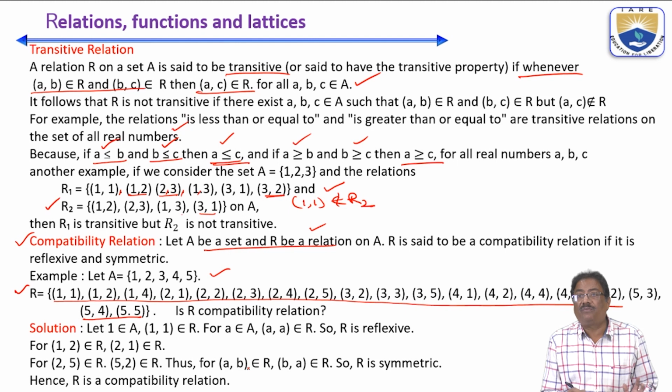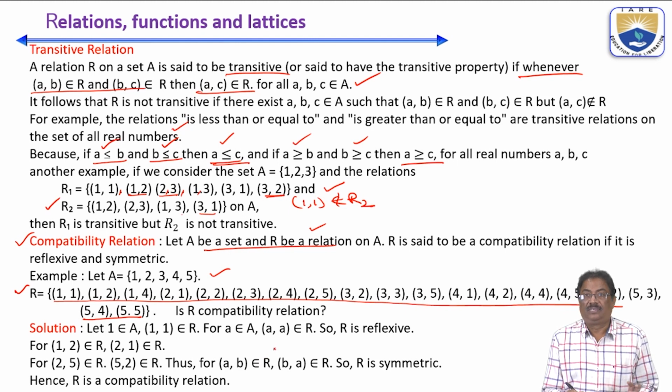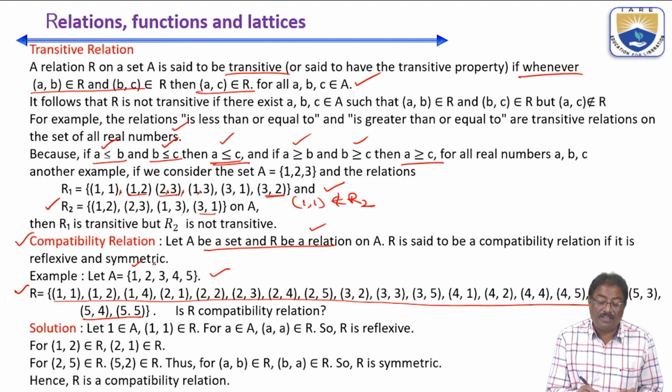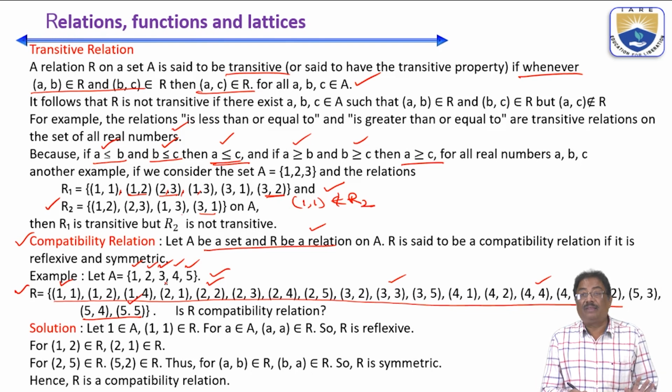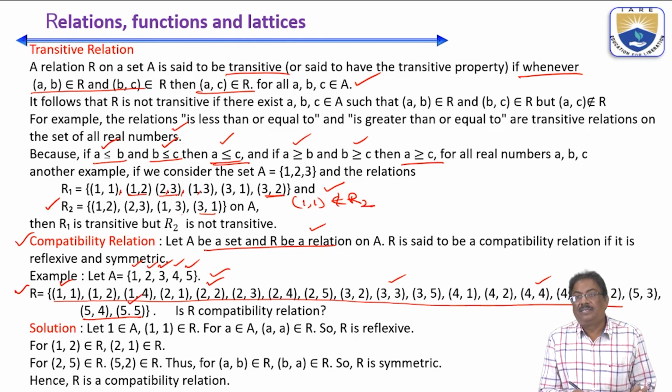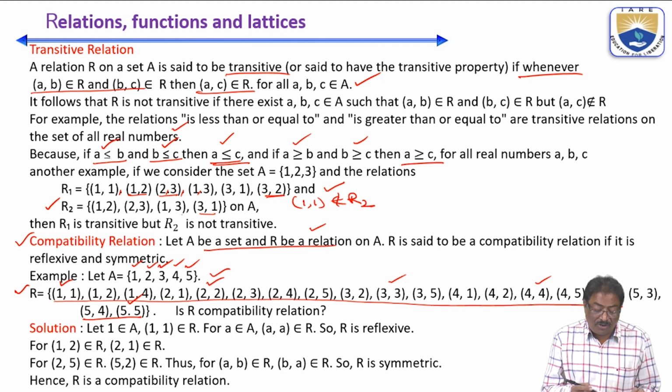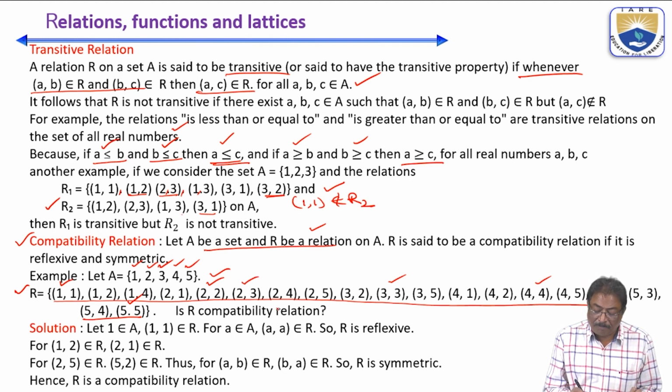Now we are going to verify whether it is a compatibility relation or not. For that we have to verify reflexiveness first. Reflexiveness means 1 will be there, then we go for 1, 1. It is there. 2 will be there, then we go for 2, 2. 3 will be there, we go for 3, 3. 4 will be there and we go for 4, 4. 5 will be there, then we go for 5, 5. So it is reflexive.